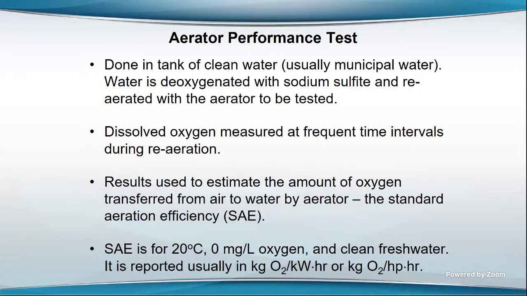If you divide that amount of oxygen by the power of the aerator, you know how much. Well, it's calculated different ways. You can calculate the power that goes to the aerator shaft. More commonly, they just count the power going into the motor, which is the wire power as opposed to the brake power, and report the SAE on the wire power. Sometimes they just report it on the horsepower rating of the aerator motor. At any rate, SAE is usually reported in kilograms of oxygen per kilowatt hour, or kilograms of oxygen per horsepower hour.